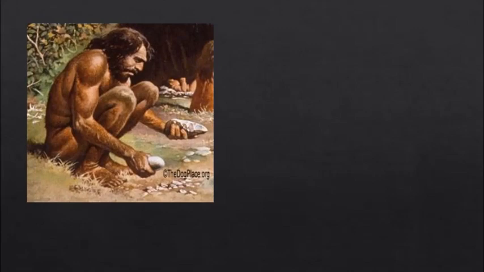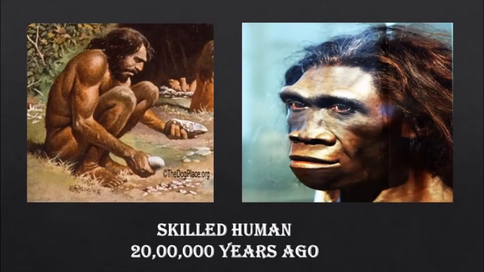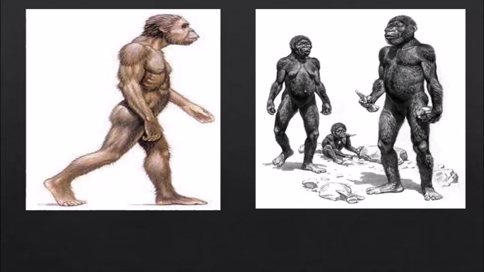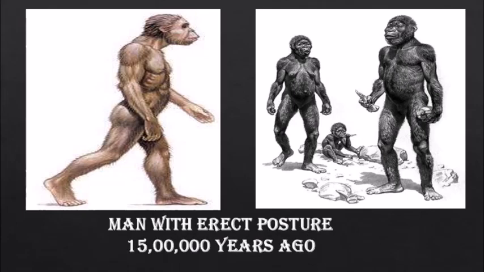After Australopithecus, again the evolution took place and the first skilled human developed, that was around 20 lakh years ago. These skilled humans had a human-like morphology and they were also the first members to be included in the genus Homo. From those skilled humans, around 15 lakh years ago, humans started to walk with an erect posture and they existed in China and Indonesia.